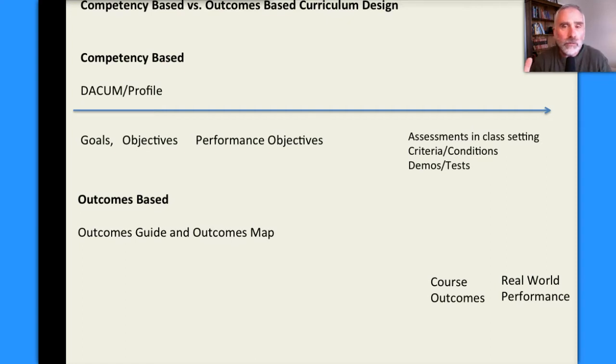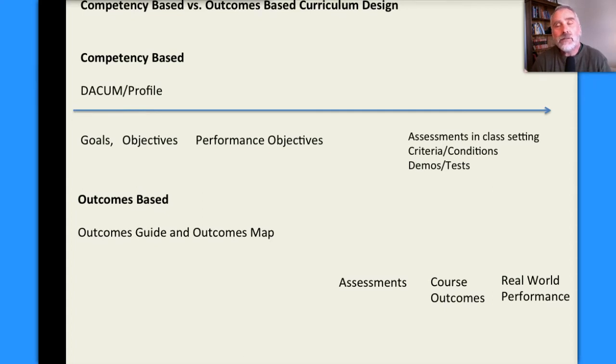And that real-world performance, don't forget, is a complex, integrated, synthesized set of competencies. It's a messy kind of world out there, and we want to prepare people to be able to do that. So that's the outcomes-based approach. Once we look at the outcomes and we get those from the real-world performances, then we immediately say, all right, how should we assess that? What's an authentic way to assess that?